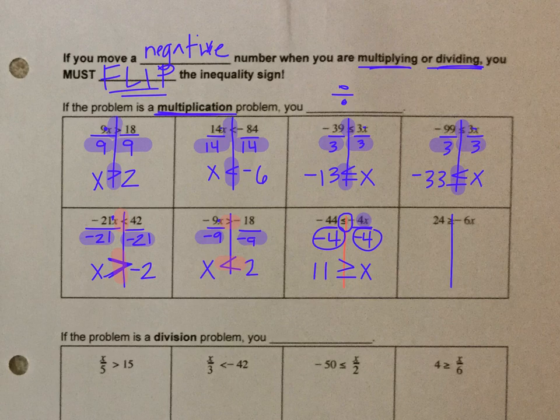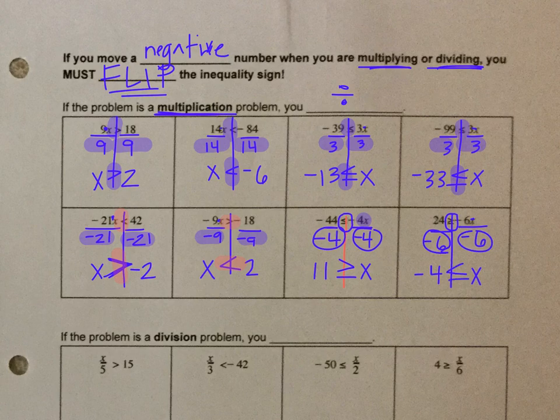The negative 6 and x are on this side. I got to divide by negative 6. My answer is going to be negative 4. I've got my x over here. My sign is facing this way, but I moved the negative, so I got to flip it.